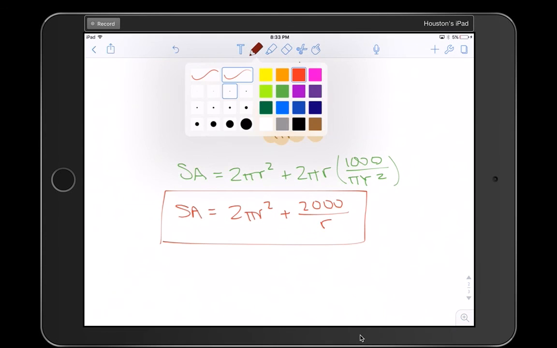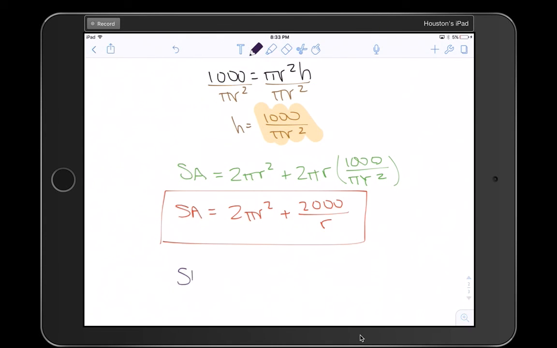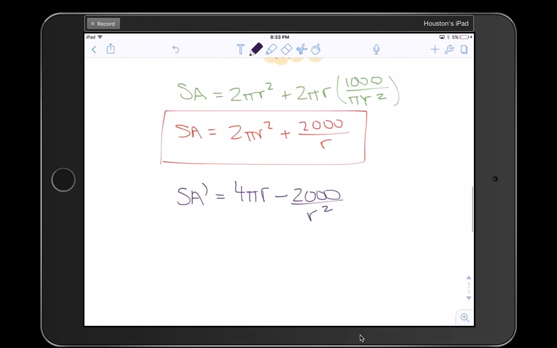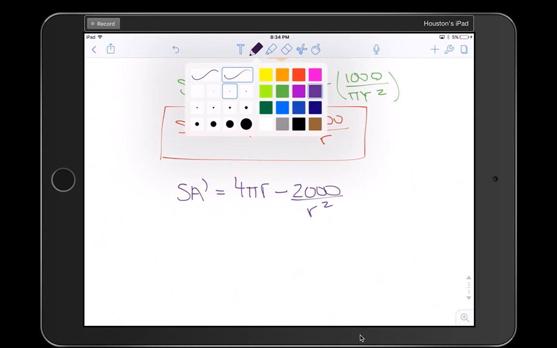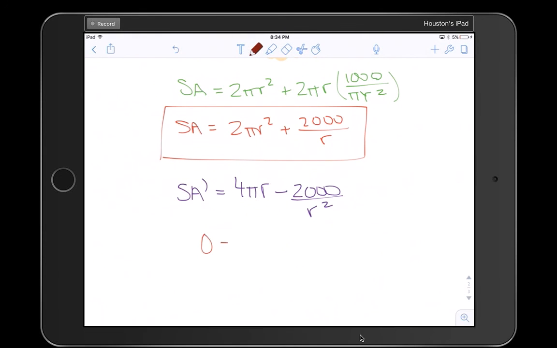So we're going to find that derivative and set equal to 0. So the derivative of 2 pi r squared is 4 pi r. And the derivative of 2,000 over r, you can make that 2,000 times r to the negative 1, and then use the power rule and get negative 2,000 over r squared, or negative 2,000 times r to the negative 2. Set that equal to 0.